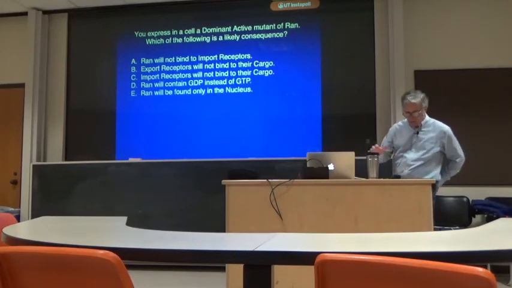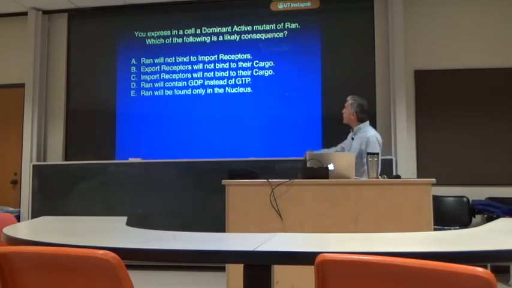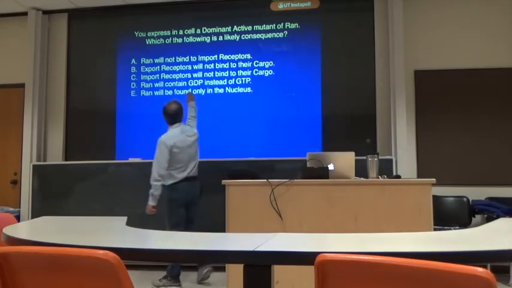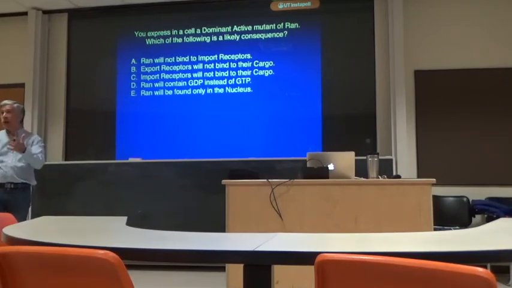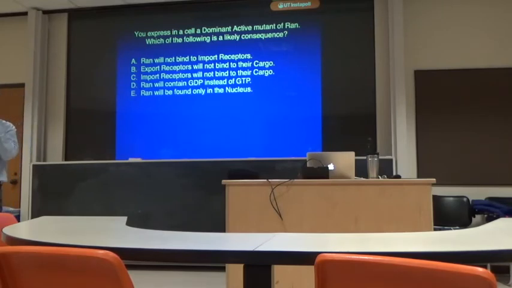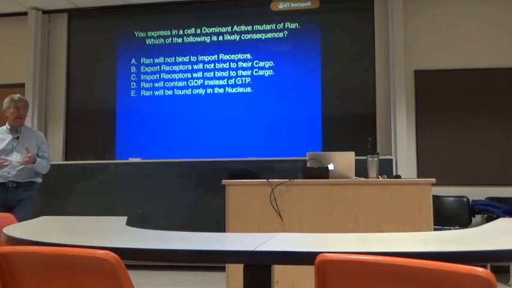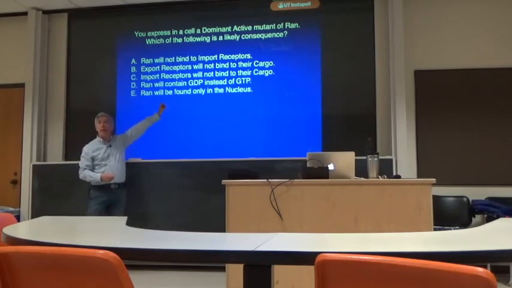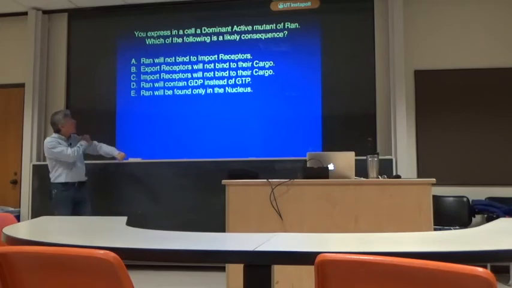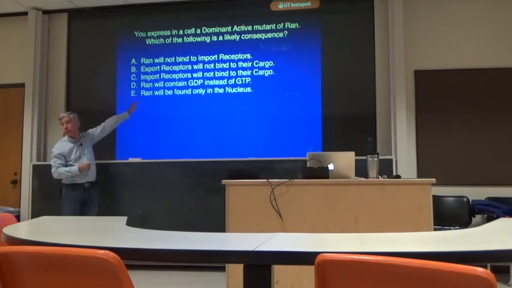Awesome, so you are very strongly answering C, that the import receptors will not bind to their cargo, because that's what happens when you bind that active. So the fact that it's a dominant active means that it's a protein that has bound to GTP and cannot hydrolyze that GTP. That is why D is wrong. It would not contain GDP, it would bind GTP and not hydrolyze that GTP. RAN will be in and out of the nucleus because it can diffuse in either direction.